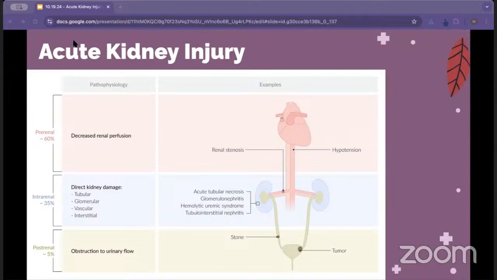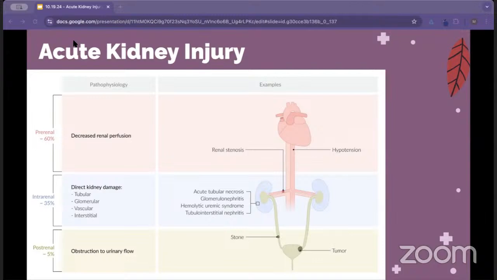So AKIs, or acute kidney injuries, involve a sudden decrease in renal function, which typically develops over days. There's something called azotemia, and we'll learn about azotemia. Basically, azotemia is characterized by elevated BUN, or blood urea nitrogen, and creatinine, which is a key indicator of AKI and often presents with oliguria. Oliguria is just a fancy word for reduced urine output, or urinating less.